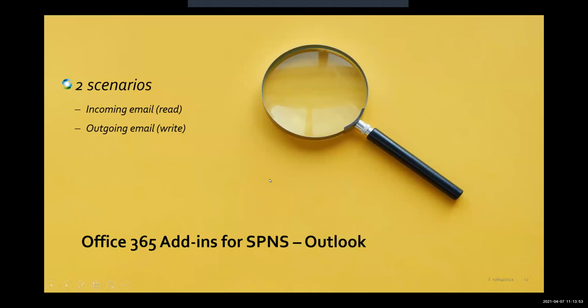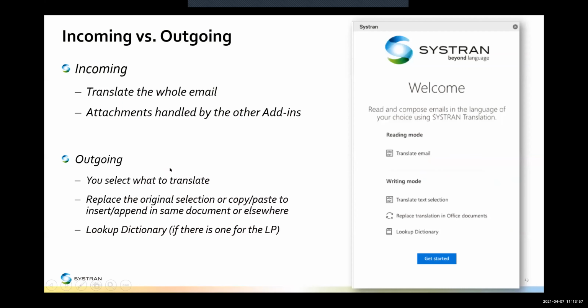So there are two scenarios. One is incoming email. The other one is outgoing email. Let's take a look at both. Incoming, you'll translate the whole email, right? And attachments, though, it's not going to translate them right there in the email. However, you can open them. And if they are attachments such as a Word document, a PowerPoint, or an Excel, there are add-ins for those too. So the moment you open one of these attachments, such as a Word document, you'll have the option to translate it much the same way.